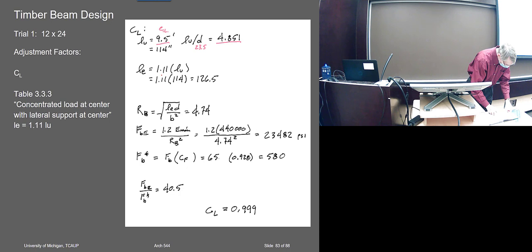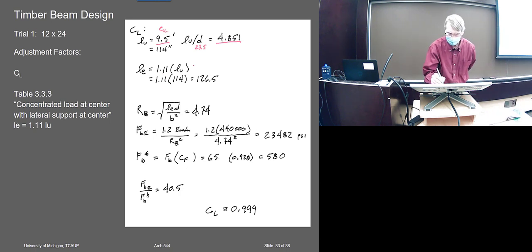So for a concentrated load at the center with lateral support at the center, that's the case I'm taking. And if you look at this, it doesn't matter what your ratio of LU to D is. They're all the same equation. And this equation is 1.11 times LU. So that's where this is coming from. This is table 3.3.3. Okay, there we go.